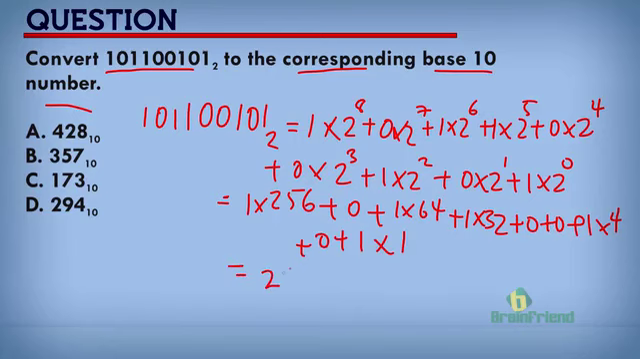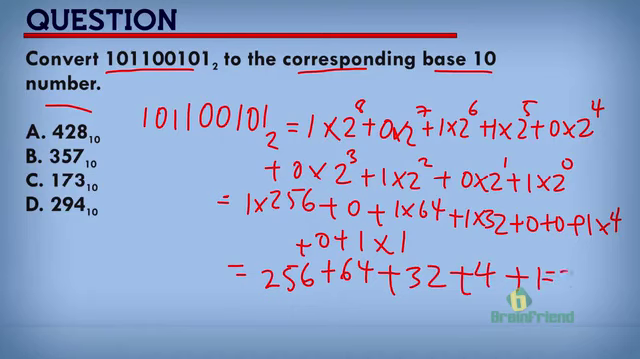And that gives us 256. That is 1 times 256 is 256. Plus 1 times 64 is 64. Plus 1 times 32 is 32. 1 times 4 is 4. Plus 1 times 1 is 1. Altogether gives us 357 base 10. So we have our answer as 357 base 10.